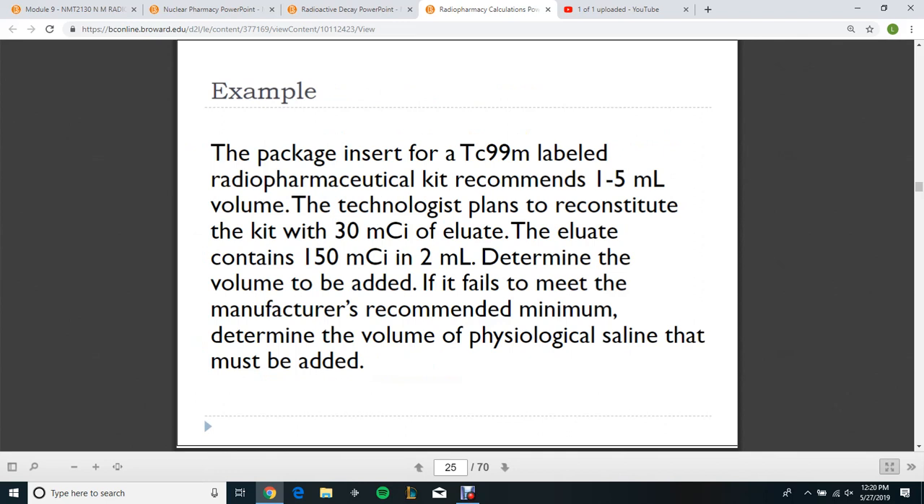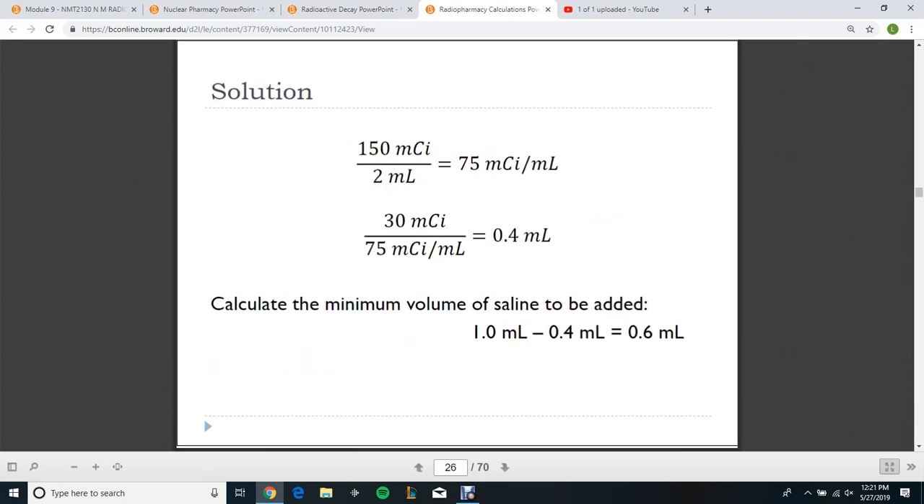The package insert for a technetium-99m labeled radiopharmaceutical kit recommends 1 to 5 ml volume. The technologist plans to reconstitute the kit with 30 millicuries of eluate. The eluate contains 150 millicuries in 2 ml. Determine the volume to be added. If it fails to meet the manufacturer's recommended minimum, determine the volume of physiological saline that must be added.